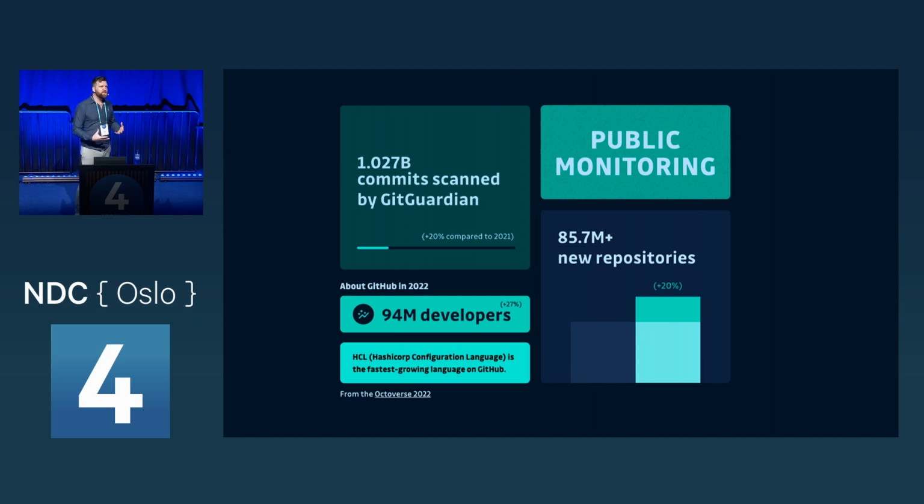So what we decided to do at GitGuardian, as a bit of a challenge, is we decided to scan all of it. All those 1 billion commits that were made last year, we scanned them for secrets. And we found quite a lot.